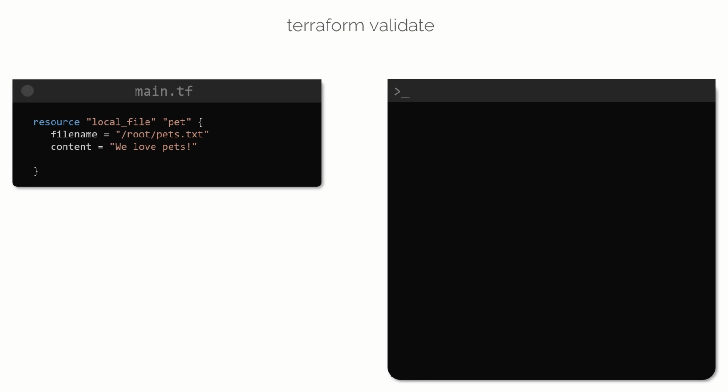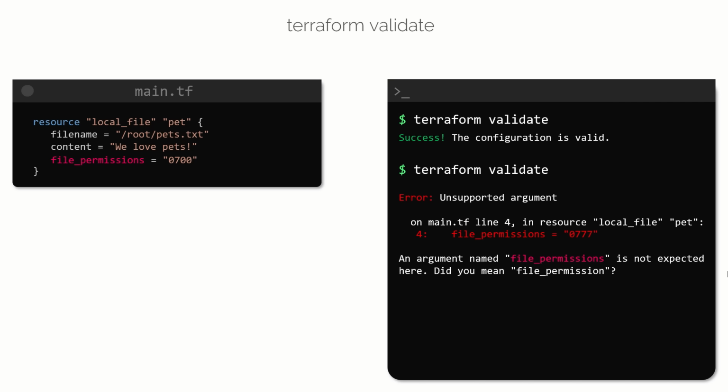Once we write our configuration file, it's not necessary to run terraform plan or apply to check if the syntax used is correct. Instead, we can make use of the terraform validate command like this. And if everything is correct with the file, we should see a successful validation message like this. If there's an error in the configuration file, the validate command will show you the line in the file that is causing the error with hints to fix it. In this example, we have used an incorrect argument for the local file resource. It should be file_permission and not file_permissions.